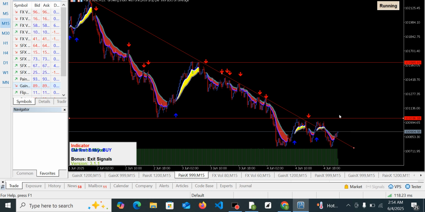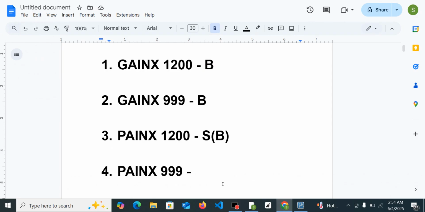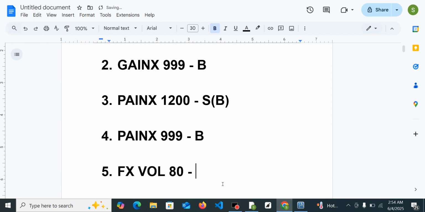So we expect more buying opportunity right from here, except if it breaks out below this particular support zone, that is when it should sell more. So this is very, very important. For now it is a buy, until it breaks out below the support zone.